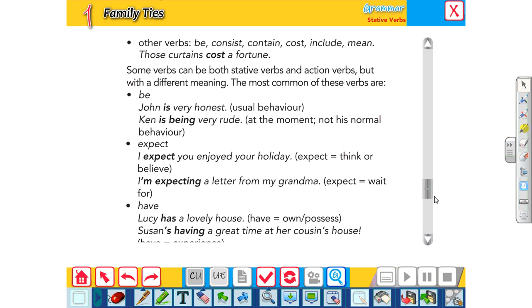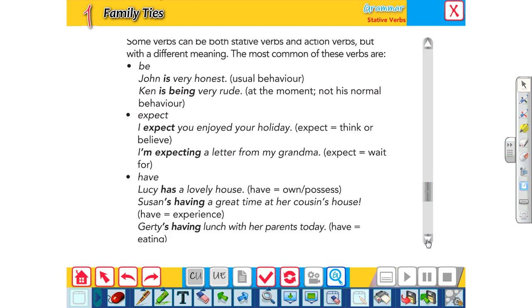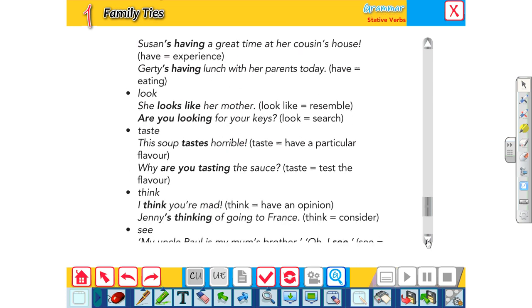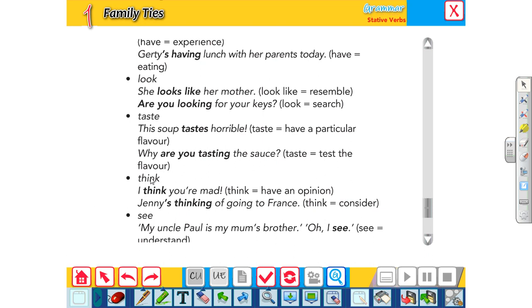If we look, for example, here at this example, like for example here, think. I think you're mad. Think here equals have an opinion, like believe. I believe you're mad.